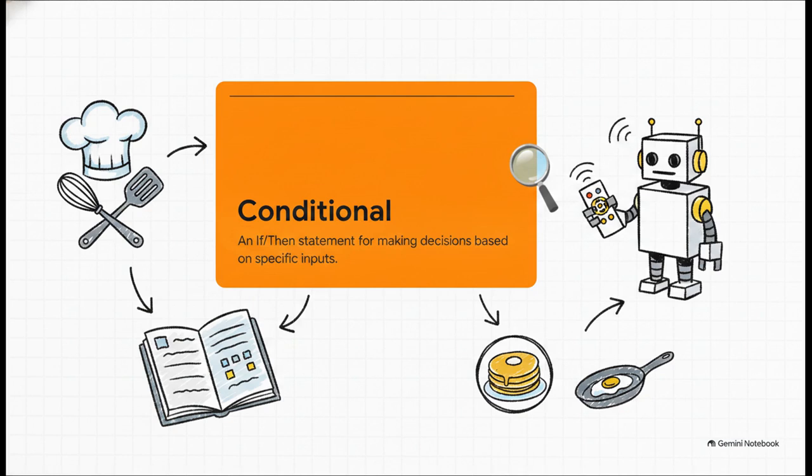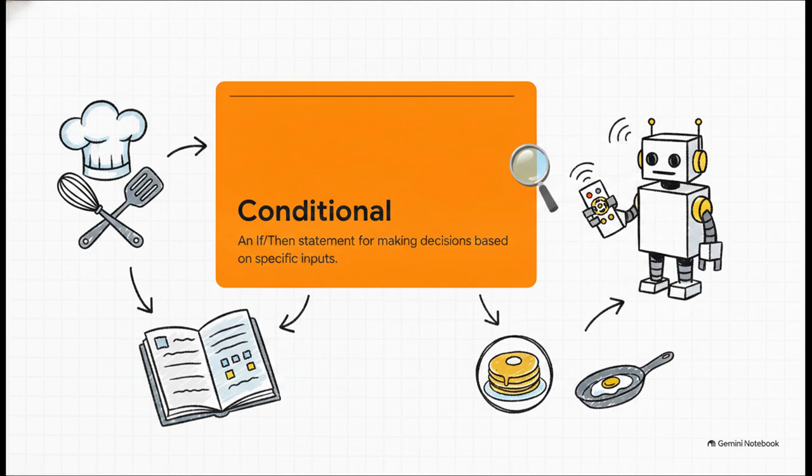A conditional is an if-then statement, used in coding to create decision-making pathways based on specific inputs. Going back to our busy chef for a second, the conditional is essentially their recipe book. If the ticket says pancakes, then mix the batter. If the ticket says eggs, then crack a shell. The chef uses that input to choose a highly specific pathway.